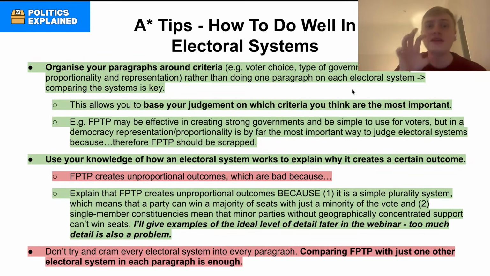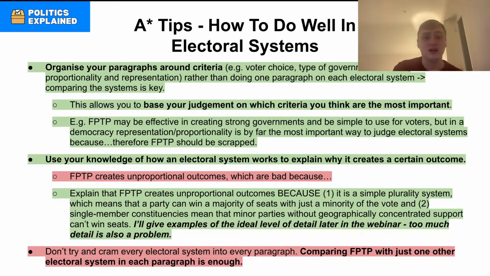Okay, we're going to go through these in loads more detail throughout this webinar, but I just wanted to start off by flagging a couple of key tips on how to do well in this specific topic. You're going to be doing these in all of the webinars because for each specific part of the course, sometimes it's a little bit different, the key things you need to do to hit those top grades.